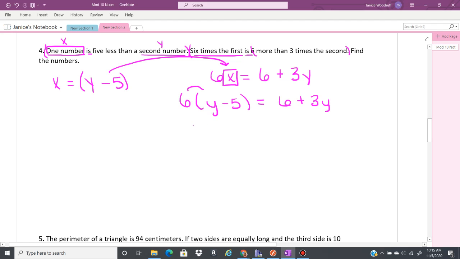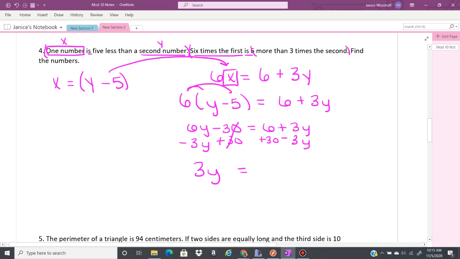So 6 times Y will give us a 6Y minus 30 equals 6 plus 3Y. Let's go ahead and subtract the 3Y from both sides, and we'll add the 30 to both sides. All right, so 6Y minus 3Y will give us a 3Y. Negative 30 plus 30 will cancel. 6 plus 30 will give us 36. 3Y and 3Y will cancel. Then we'll divide by 3, and we'll get Y equals 12. So our second number is 12.